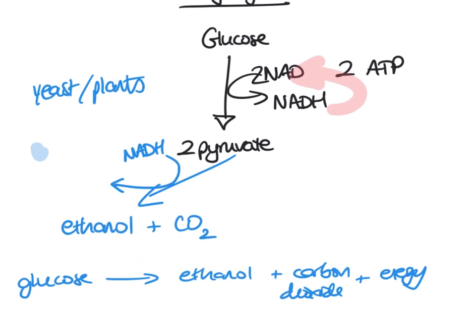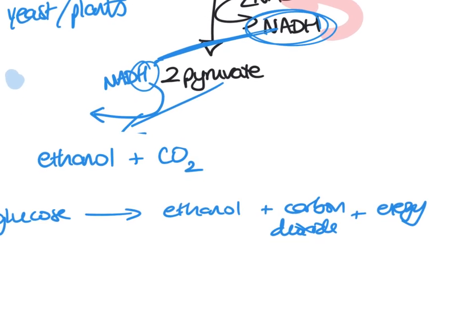What have we got here? We're starting with glucose. We're ending up with ethanol, carbon dioxide, and a little bit of ATP, 2 molecules of ATP. The NADH, which came from here, this is the NADH that we're talking about. It reacts with the pyruvate. Basically, the hydrogen reacts with the pyruvate to make ethanol and carbon dioxide. Okay? So that happens in yeast cells and in plants.